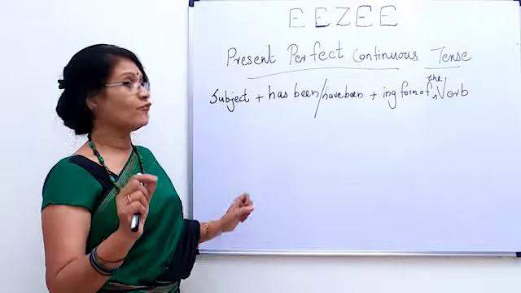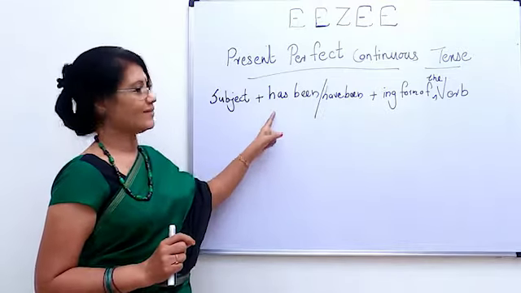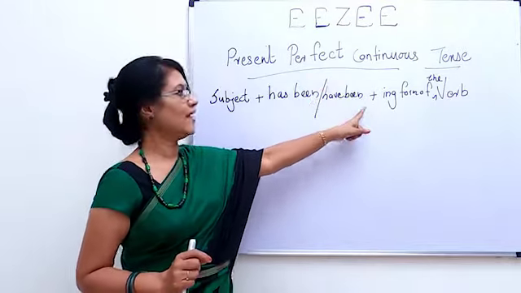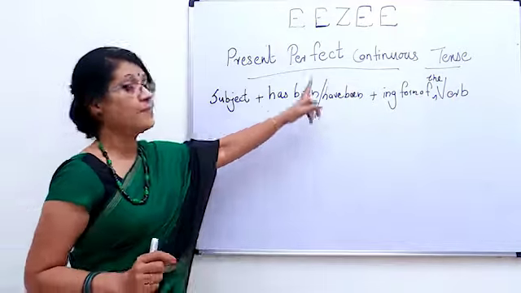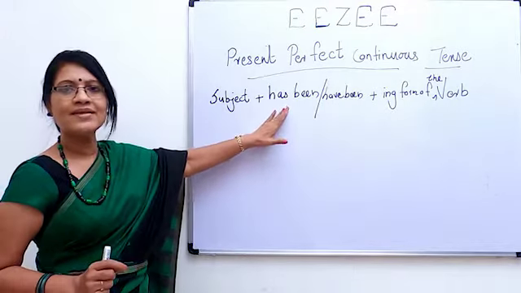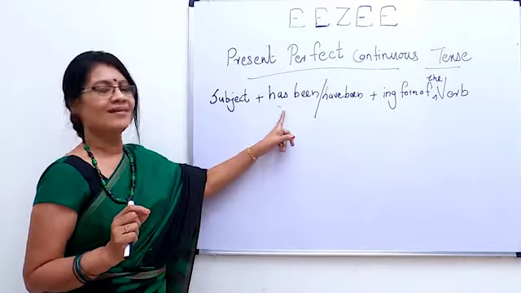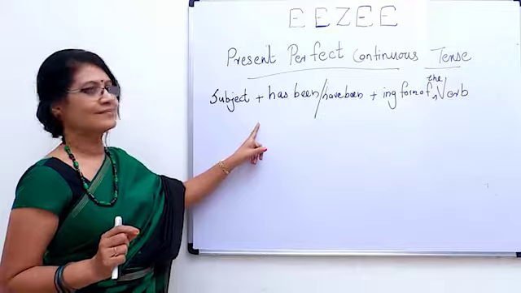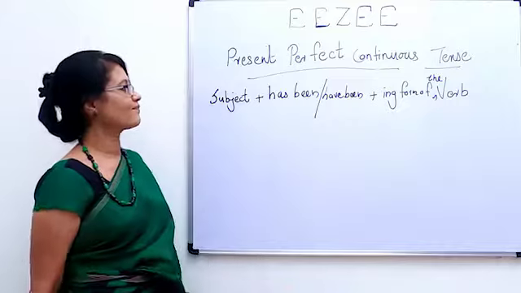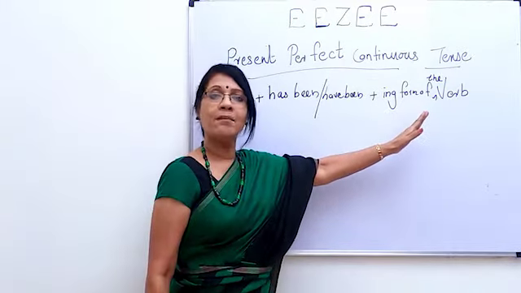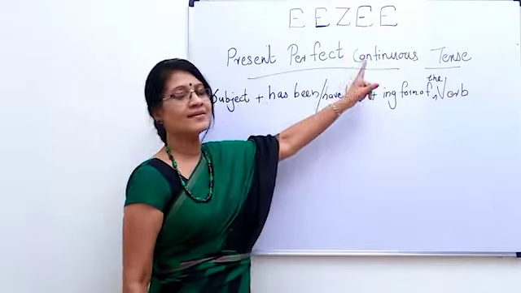The structure or the form of present perfect continuous tense is subject plus has been or have been plus ing form of the main verb. See, has been or have been, that depends on the subject. If the subject is third person singular, we have to use has been. For other subjects we have to use have been plus ing form of the main verb. That is the structure of present perfect continuous tense.